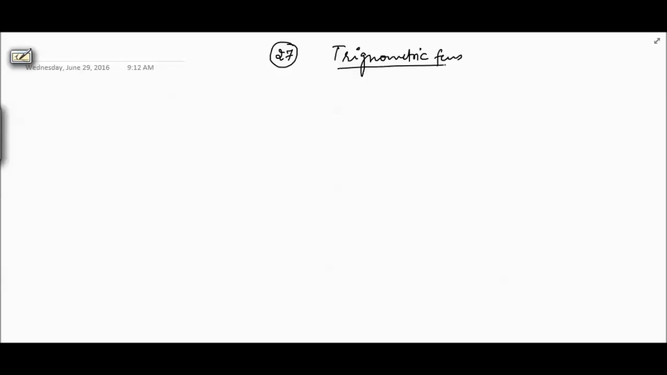Already we know that for a real number x we define sin x as follows. We have a right angle triangle, and if this is your x, then you define this height, that is the perpendicular, divided by the hypotenuse as the sine of that angle. Now we would like to know what we mean by sine of z, where z is a complex number. This is what we want to know.